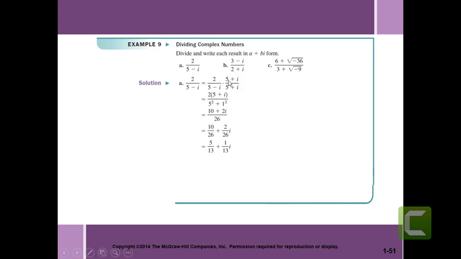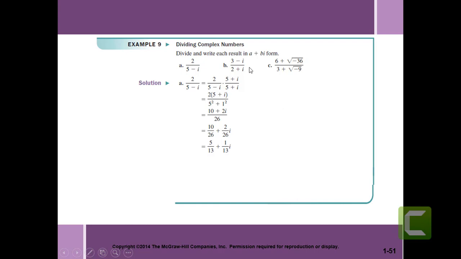And then what we do is now we multiply these two and we get this, which then reduces to what? 10 plus 2i. Now we can split this up into two fractions with a common denominator, and we write this as 10 divided by 26. So here's our real part, and then here's our imaginary part. And then now we can simplify this down to 5/13 plus 1/13 i. And so this is the best we can do. So this is the final answer.